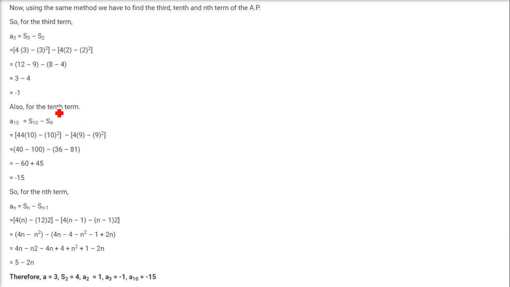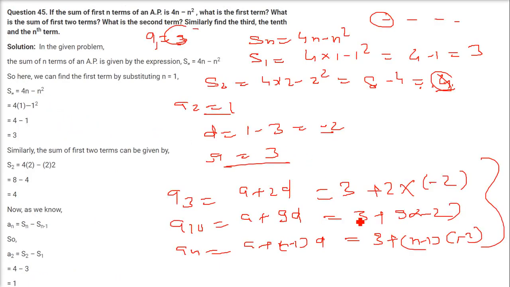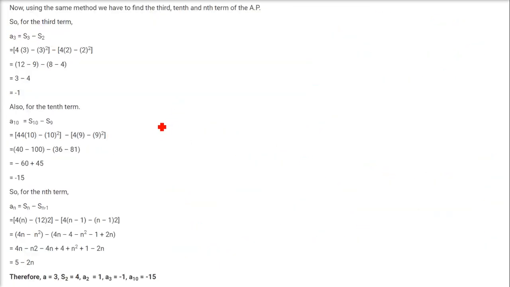These are the values, which you can easily find out. But the main thing is you can do it by another method also. A3 is S3 minus S2, as I just said, that An will always be equal to Sn minus Sn minus 1. Similarly, A10 will be S10 minus S9 and An will be Sn minus S(n minus 1). So this way also you will get the same result. So this is how you get it.